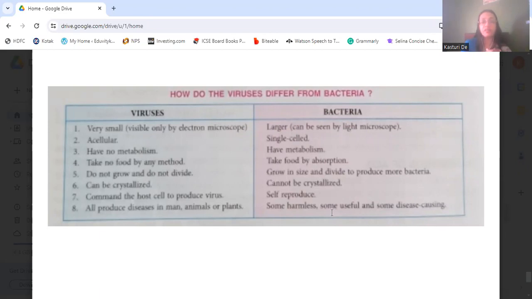And viruses all produce diseases in man, animals, and plants. But some bacteria are harmless, some of them are useful, and some are disease causing. So this is the end of this chapter and end for today.